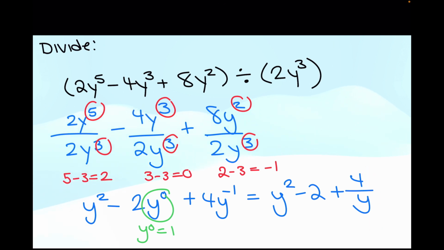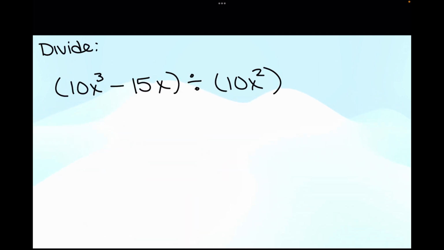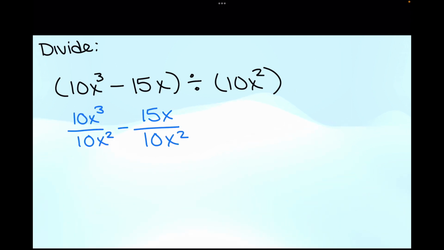So you can definitely do these problems by subtracting the exponents, or you can think about finding common factors and just canceling those out. Let's run through a couple more examples. 10x to the third minus 15x divided by 10x squared. Divide both terms by 10x squared.